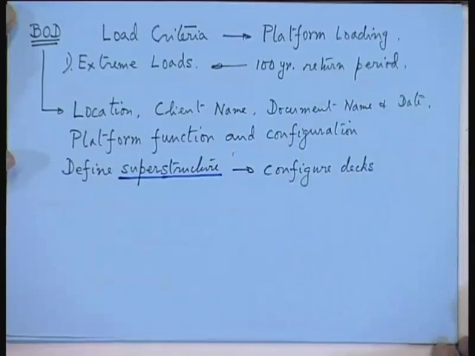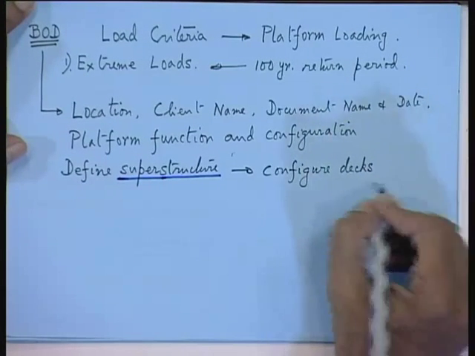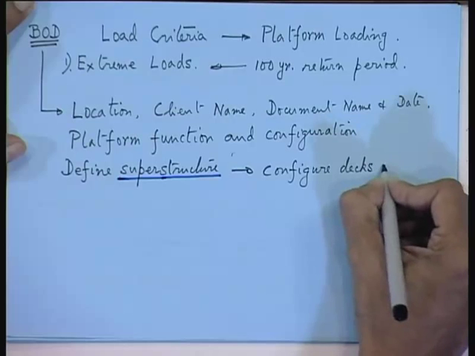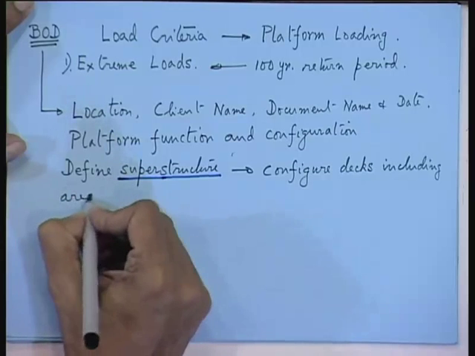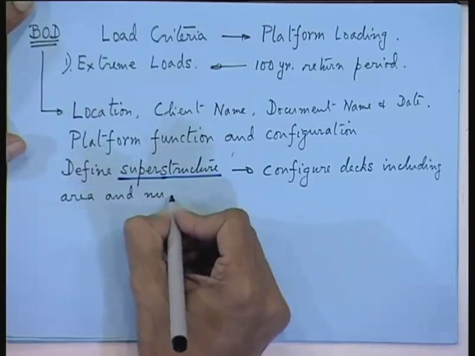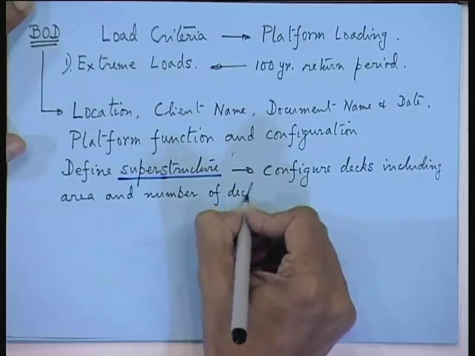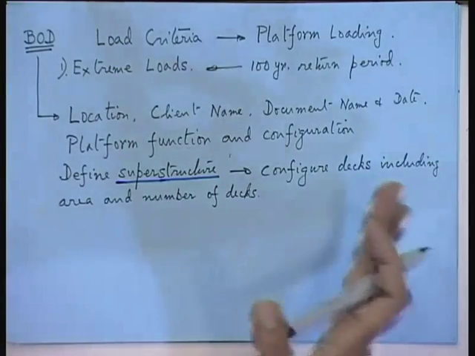Actually, if you are taking training in the offshore companies, then you will have some idea about the configured decks. Then this including area and number of decks. This is actually similar to the GA of a ship. So I told you this is very important because of the self weight that is coming first onto the support frame, and then you have to take the whole load down onto the jacket. So this is one of the prime areas.